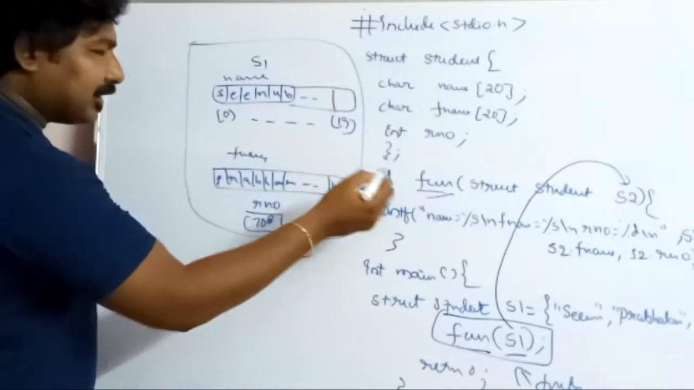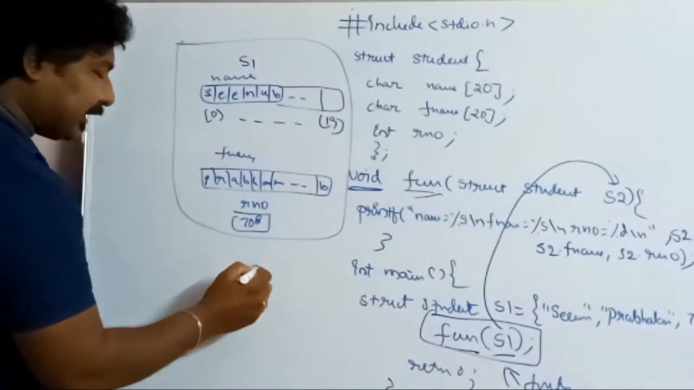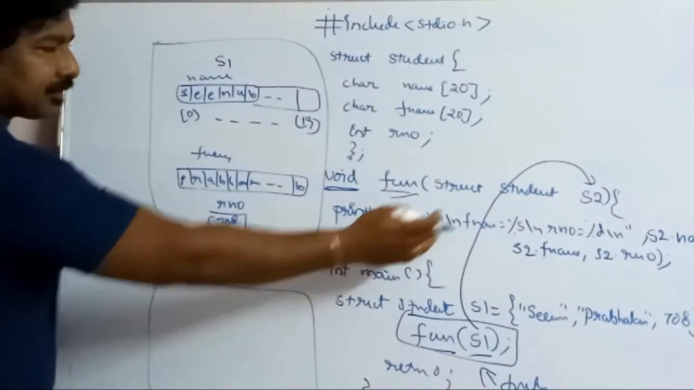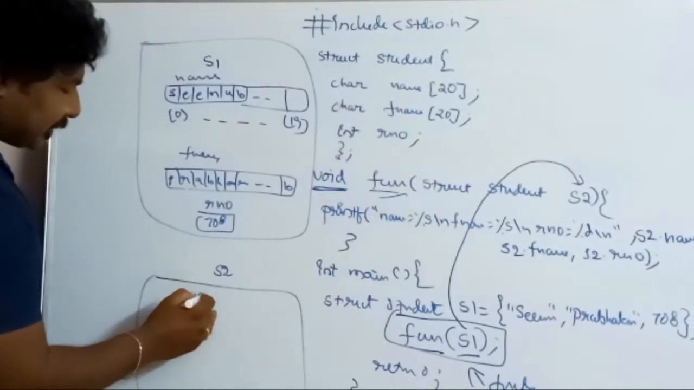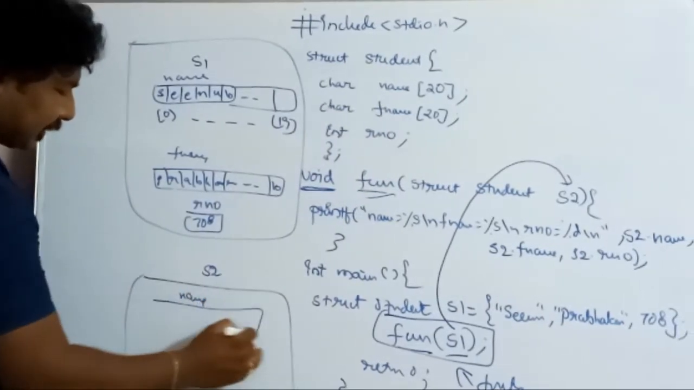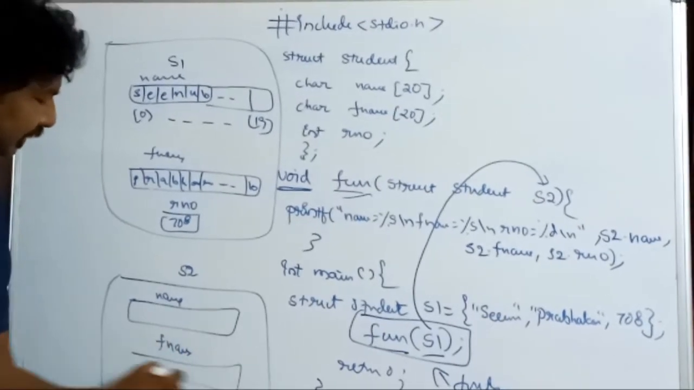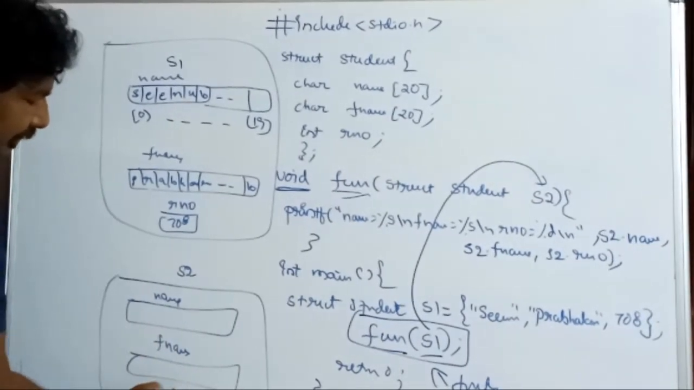So what we are doing in the function is fun. So there is an s2. In the s2, that is also of a struct student type. That means there will be name here, and there will be f name here, and there will be roll number here.